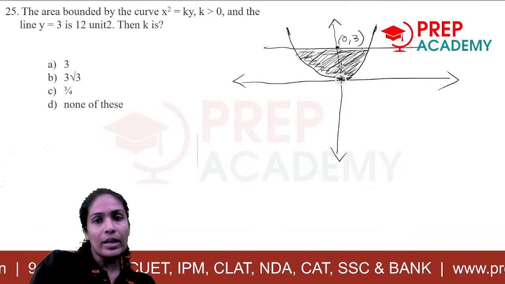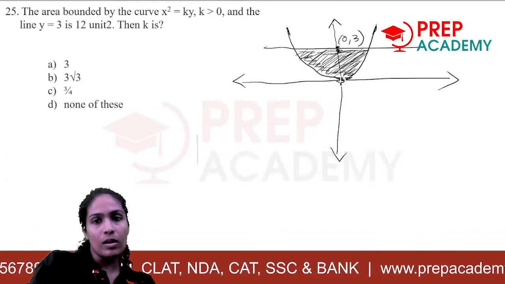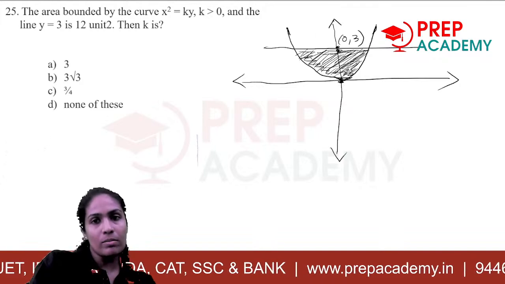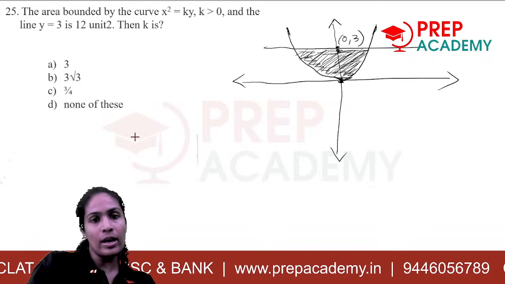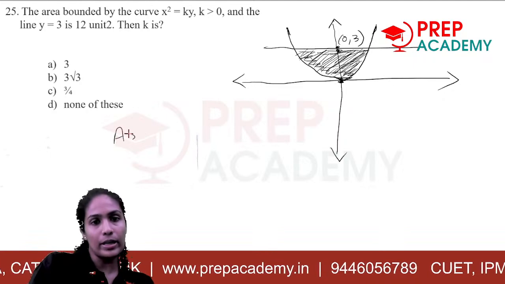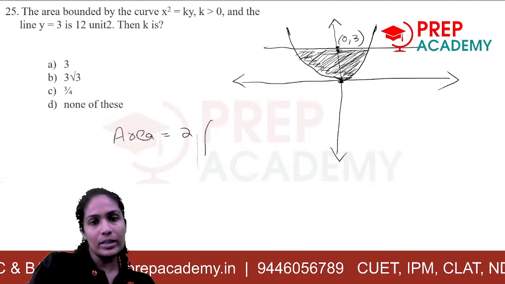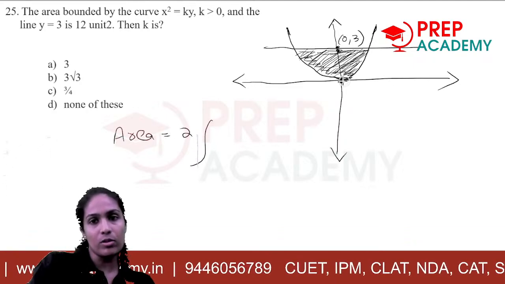So here the limits, we can take the y limits. Since the parabola is symmetrical, find the area in the first quadrant and multiply it by 2. Therefore, the required area is equal to 2 into integral. We are taking the y limit. So y varies from 0 to 3.